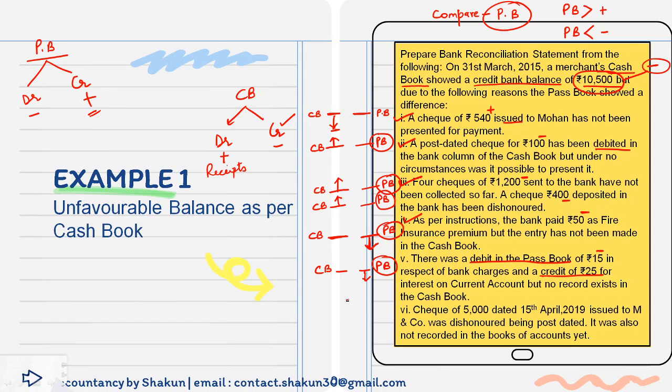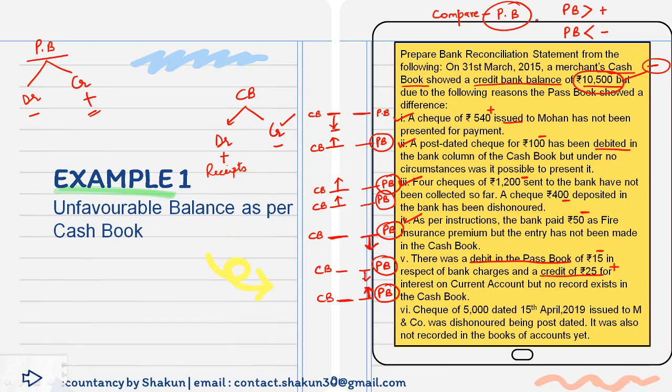So that means in the same transaction the interest has been credited by the bank, meaning our account was increased by rupees 25, but the same transaction was not recorded in the cash book. Now when I look at the passbook, my passbook is greater by rupees 25. Since it is greater, therefore I am going to add this 25.